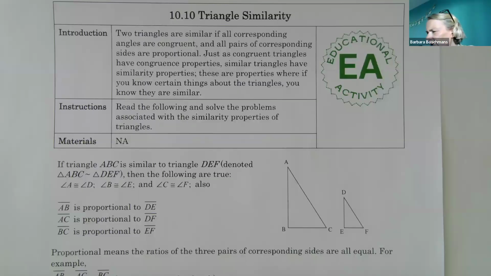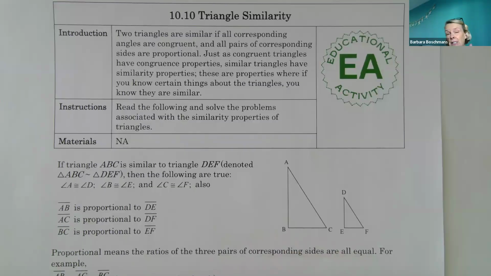Activity 10.10 is triangle similarity. In congruent triangles, we learned that all the sides and all the angles have to be exactly the same. We will learn in triangle similarity that your angles will need to be the same, but your sides will be proportional. And that's what you see with these two triangles that are drawn here. So your sides are proportional.